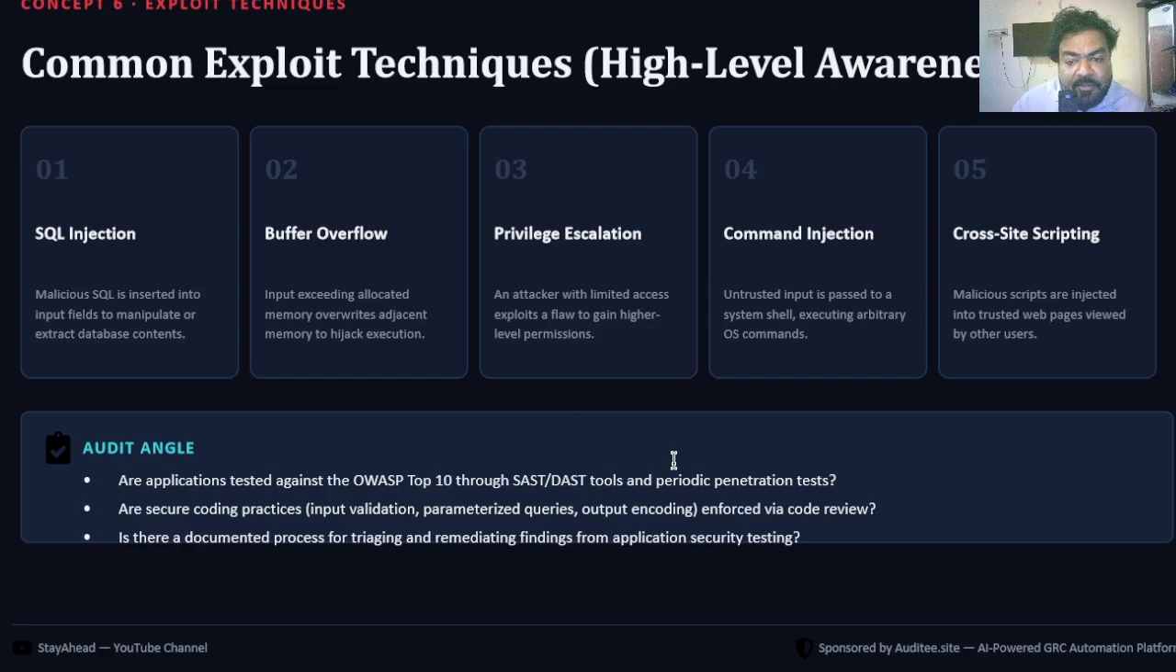As an auditor, your job is to confirm applications are actually tested against the OWASP top 10, the industry standard list of most critical web risks, through both automated scanning tools and periodic penetration testing. Confirm secure coding practices like input validation and parameterized queries are enforced through code review. And confirm there's a real process for triaging and fixing what those tests find, not just a report that sits in a folder.